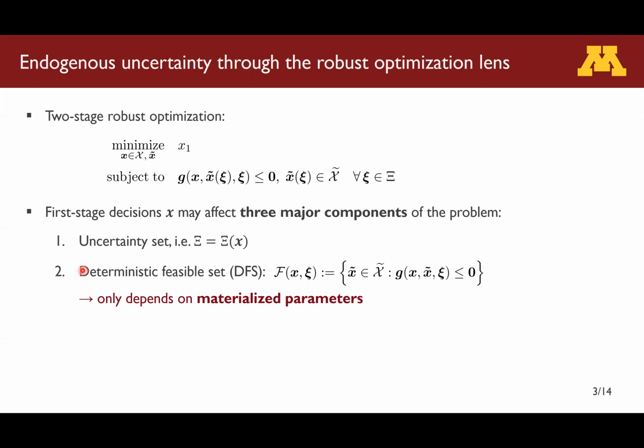The second is what we refer to as the deterministic feasible set, which is the set of feasible second stage variables for a given X and Xi. This set should only depend on materialized parameters, since parameters that do not materialize, and hence are not physically meaningful, should be irrelevant for the problem. And third are the recourse decisions, which can only be functions of observed parameters, because we need those observations to actually adjust these decisions. So here we cover these two components. Now let's see how the uncertainty set changes depending on the type of endogenous uncertainty.